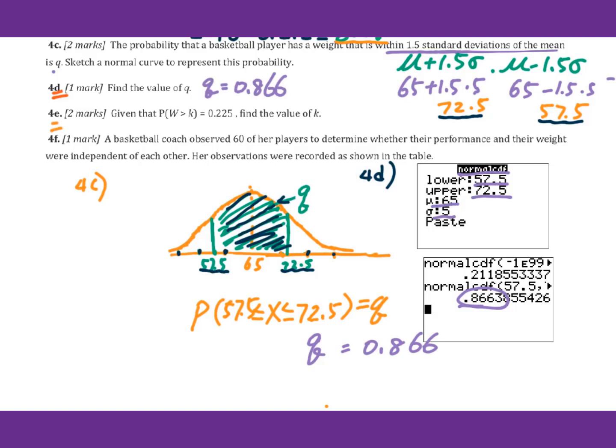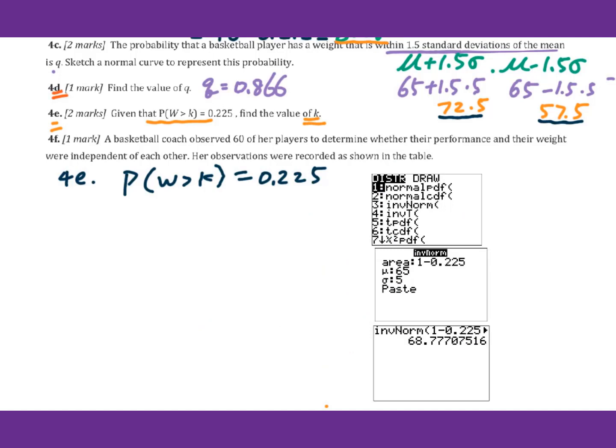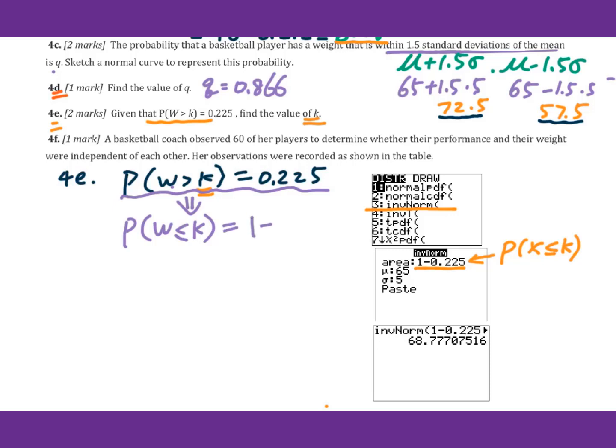Let's go to 4E. Given that P weight greater than K equals 0.225, find the K. Since I'm looking for this K, you have to use inverse normal. For the inverse normal, this area, make sure it's always X less than or equal to K. For the given information, we have W greater than K. So you have to work out W less than or equal to K equals 1 minus 0.225. You don't have to work this out. You can let the calculator work it out for you.